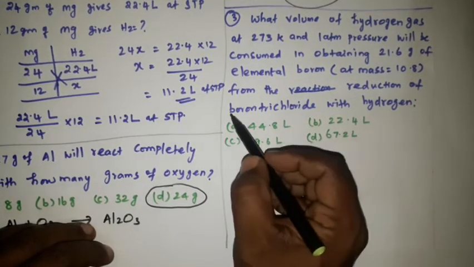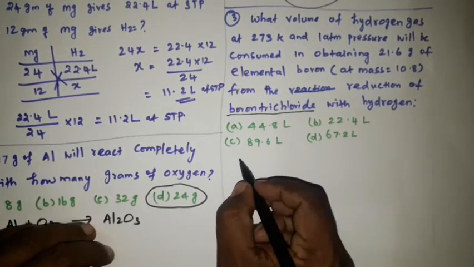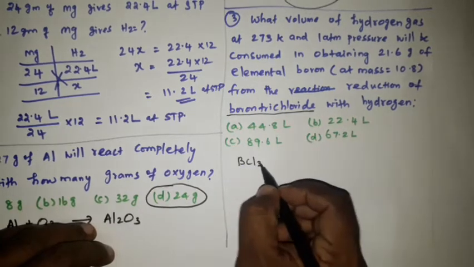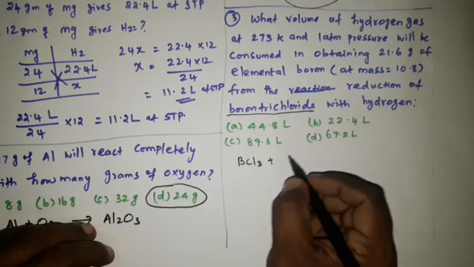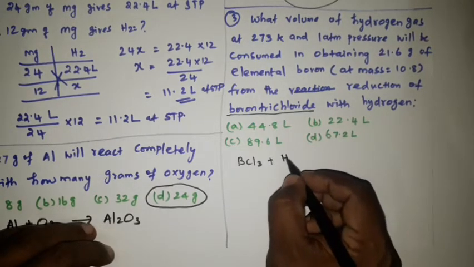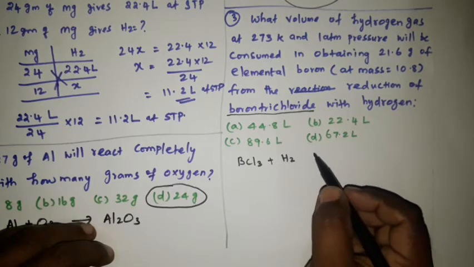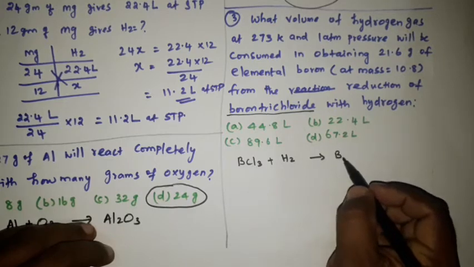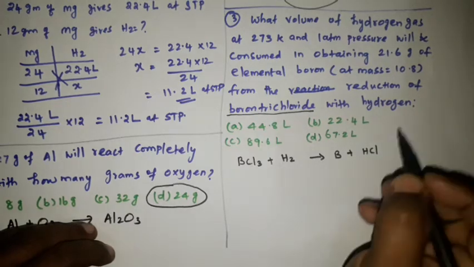So the reaction is reduction of boron trichloride. The formula of boron trichloride is BCl3. Reduction means addition of hydrogen, H2. We already studied this in oxidation reduction. Reduction means addition of hydrogen. We are producing elemental boron, that is B symbol, plus hydrochloric acid HCl.